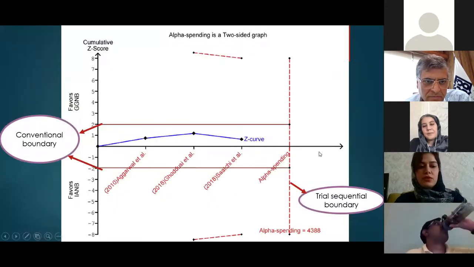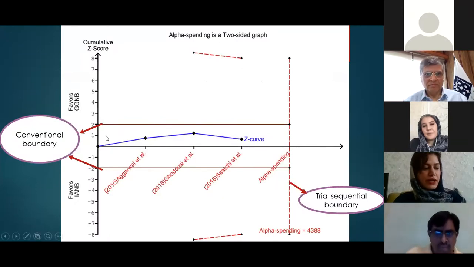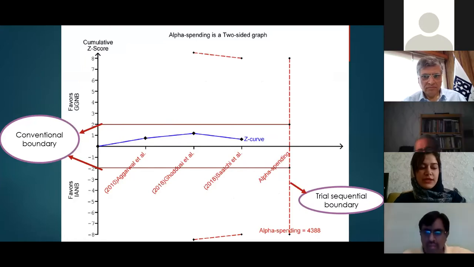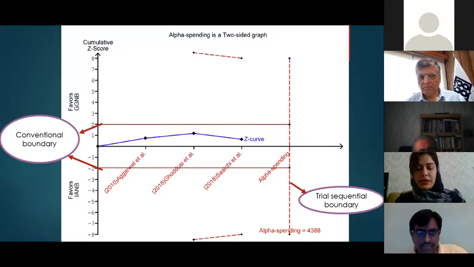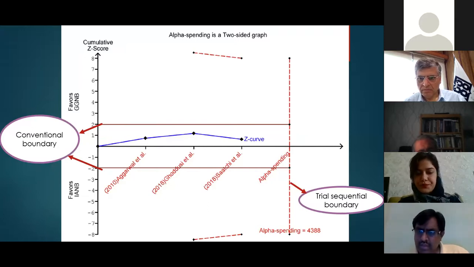I wanted to add a comment. As you can see, the conventional boundary is adjusted for this study. It could be adjusted by downwarding a p-value, so a statistical significance can be seen within a smaller sample size. I don't know if this analysis is done here or not. I wanted to ask this of Professor Venkatesh Babu.